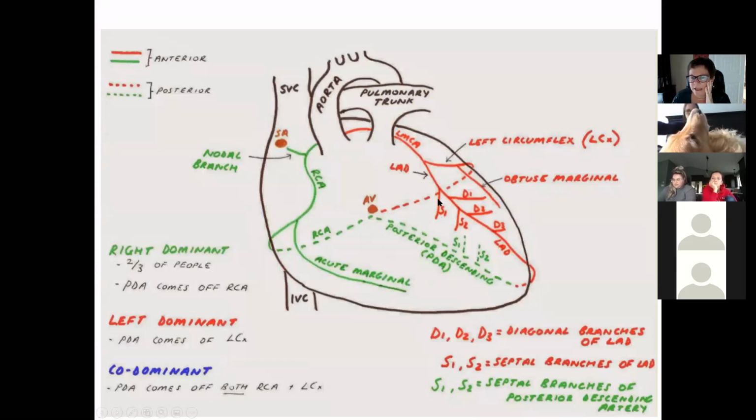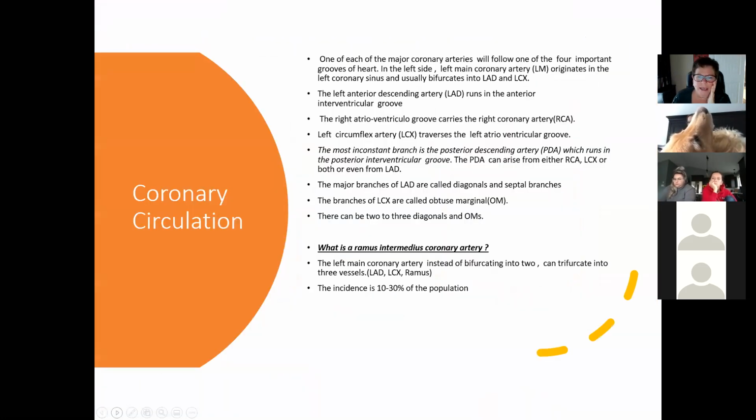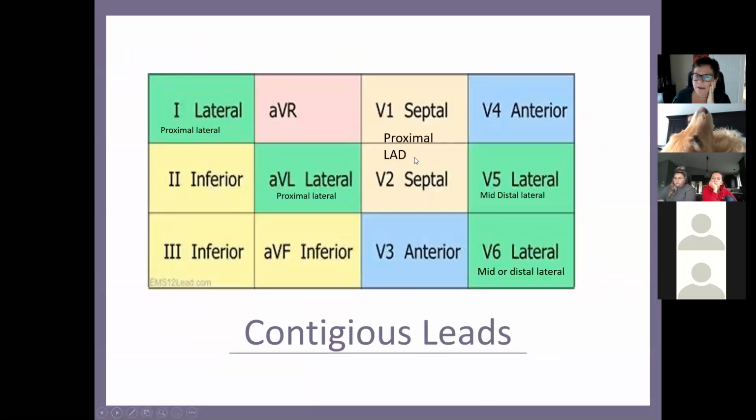And here is my LAD. One of the first branches off of my LAD is my septum. And so when we say proximal LAD, proximal means closer to the origin or opening. So V1 and V2 look at proximal LAD blood flow. And V3 and V4, we call these the anterior leads, and they look at mid or distal LAD circulation.